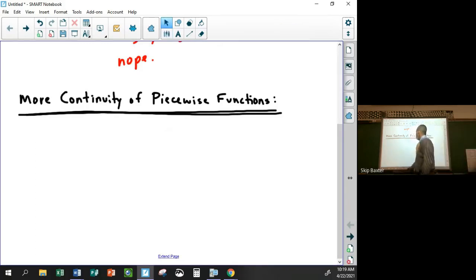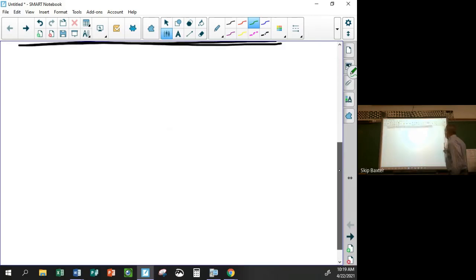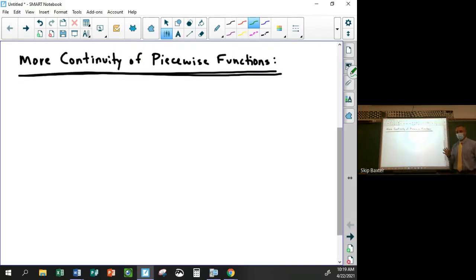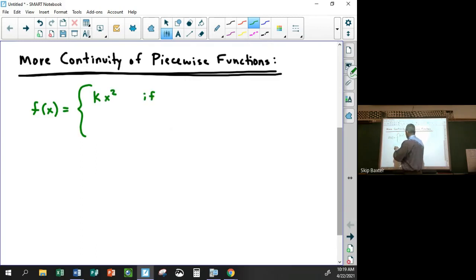In this case, they're going to give you a piecewise function that has missing parts, and they're going to ask you to find the missing parts if you know the function is continuous. For example, suppose we have f of x equals kx squared if x is greater than 2, and kx plus 4 if x is less than or equal to 2. The directions would say, find k if f of x is continuous.